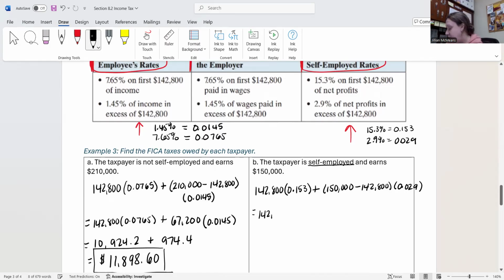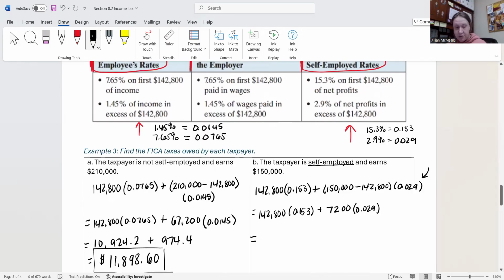So we take the 142,800, we want to multiply it by 0.153. And then we got to figure out how much we still owe because we've only paid taxes on the first part. So we want to take the 150,000, subtract 142,800, and we still owe for $7,200 of our income. That's going to get taxed at the lower 2.9%. Now I'm showing this step by step so you can understand where all these numbers come from. Once you show me this, you could type all of that into your calculator at one time and just get the answer. I'm breaking it apart so you can kind of see all the different pieces.